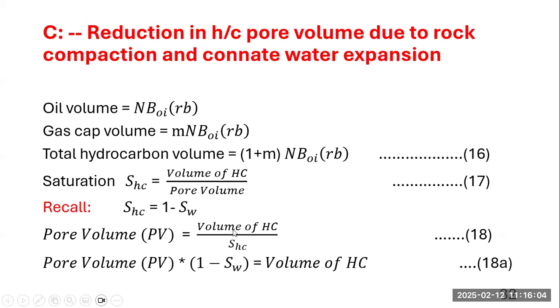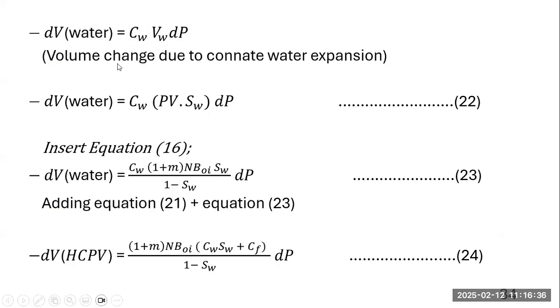Your pore volume PV is volume of hydrocarbon over saturation of hydrocarbon. So if you have volume of water over saturation of water, that's your pore volume. Okay, let's start from equation 17. Your water saturation will be volume of water over pore volume. So PV multiplied by saturation of water will equally be volume of your water. That is what you have here, PV multiplied by SW.